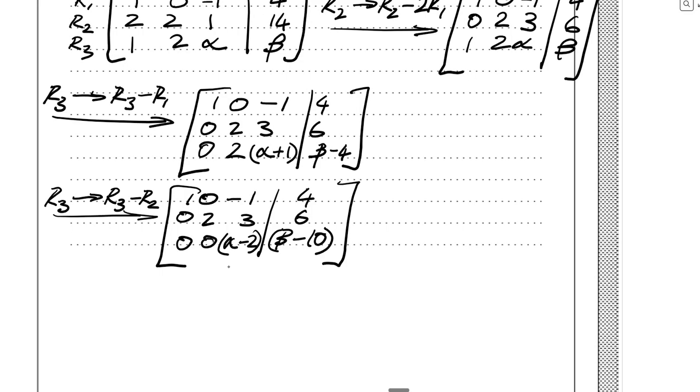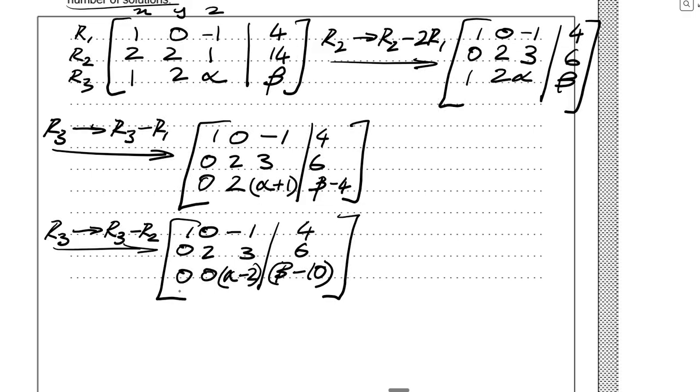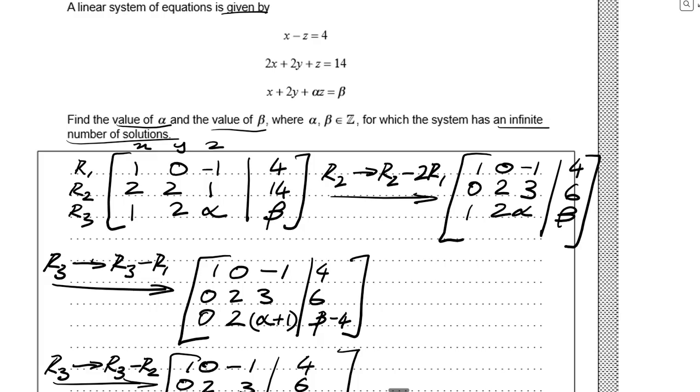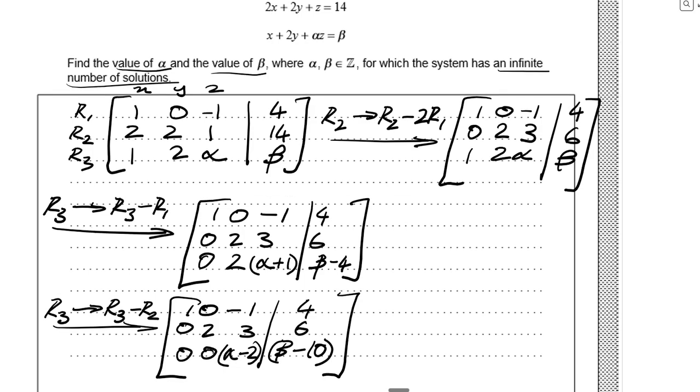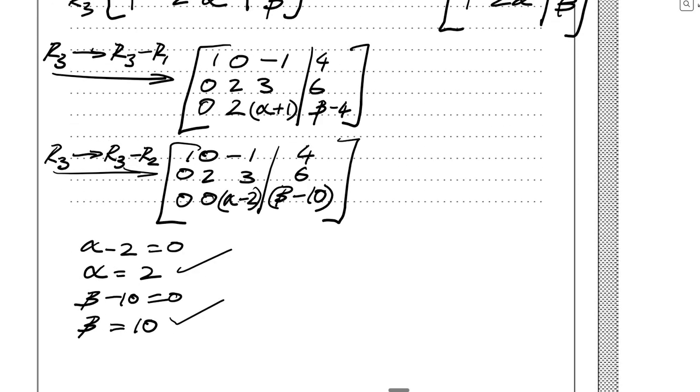Now what we want is, for infinite solutions, we need our whole last row to be all zeros. And so what we can say is alpha minus 2 is equal to 0, alpha is equal to 2, beta minus 10 is equal to 0, beta is equal to 10. Right, because they're asking us to find the value. They're telling us that it has infinite solutions, so we don't need to show that. Okay, and that's it, right? These are our two answers.